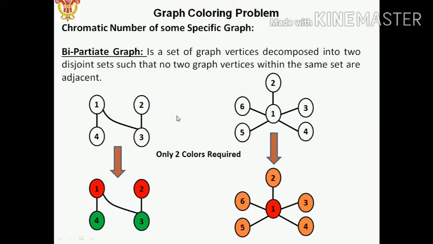If you have three disjoint sets, we are going to use three colors. So that depends on the number of disjoint sets, and that is for a bipartite graph.